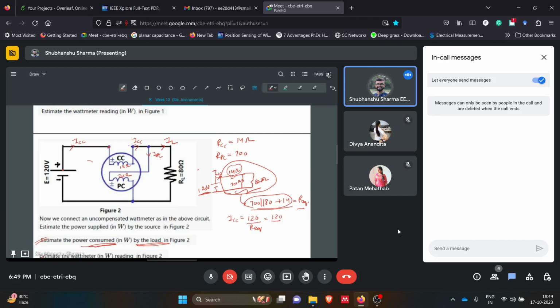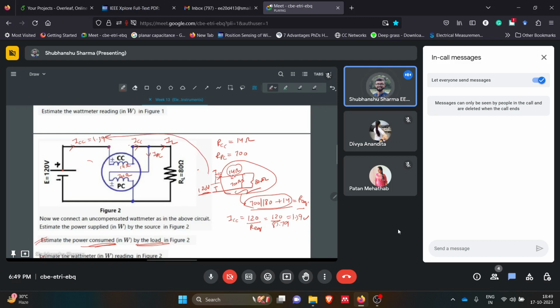So it is 700 plus 80 plus 14, so it is 85.79. So this 85.79 equals 120 divided by this, so it will be 1.39. So we have this current, 1.39, and then this, so this we know now.